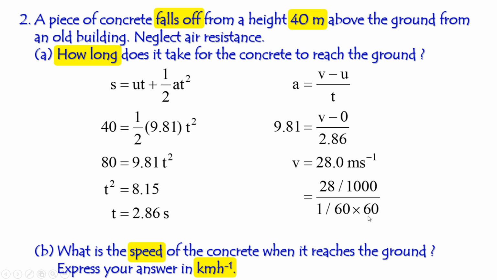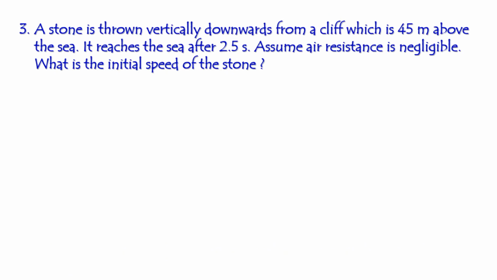Is it okay? Then you can make use of your calculator. 28 divided by 1000, and then divided by 1, and then this one, okay? Then you can get the answer 101 km per hour. Is it okay? So you need to know how to convert the unit from one to another, in both ways. That is for question 2.